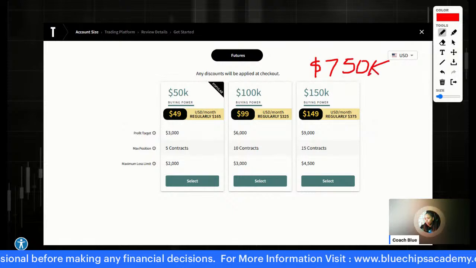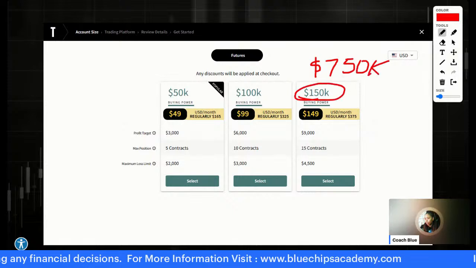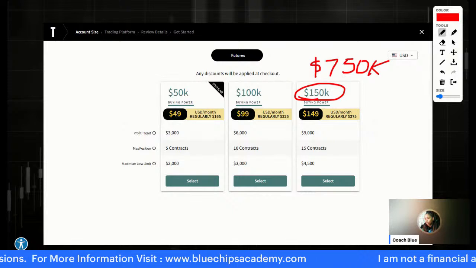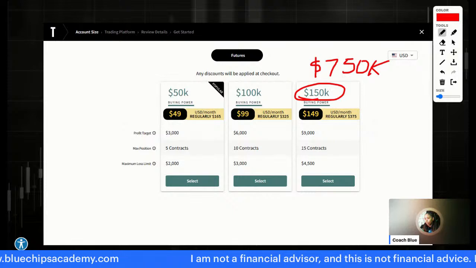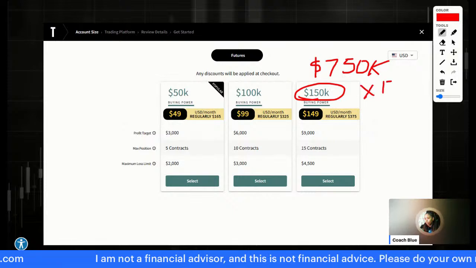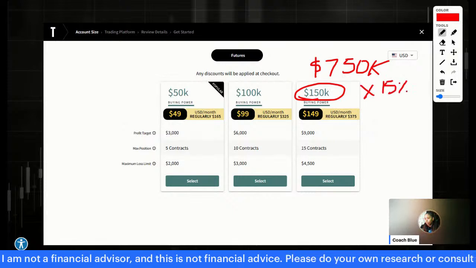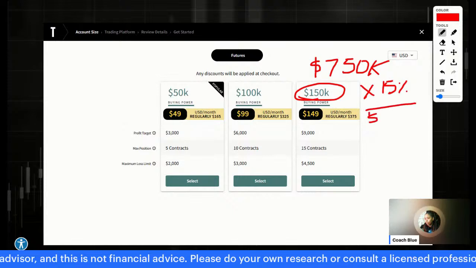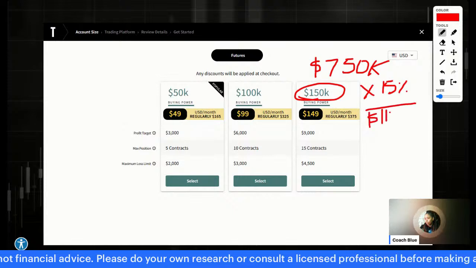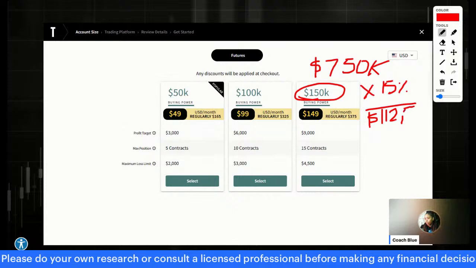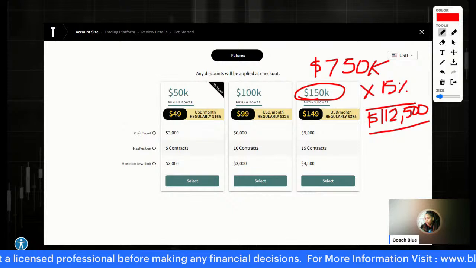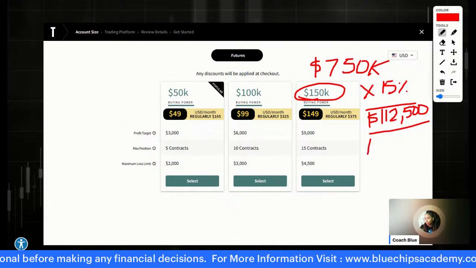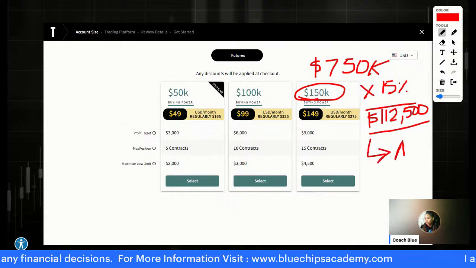Okay, so that's just this 150 account multiple times. Okay, that'll be doing the copy trading. All right, and so when you multiply that 750 times that same 15%, you're at about $112,000, and $112,500 to be precise.